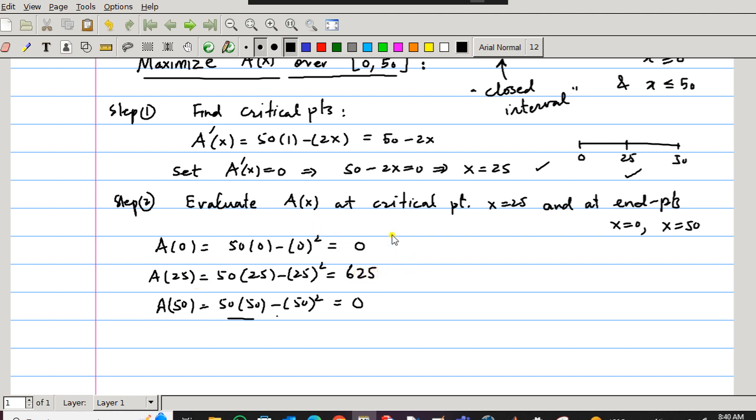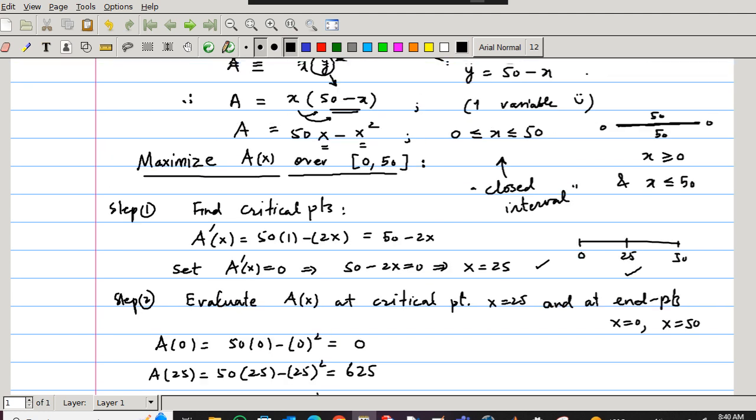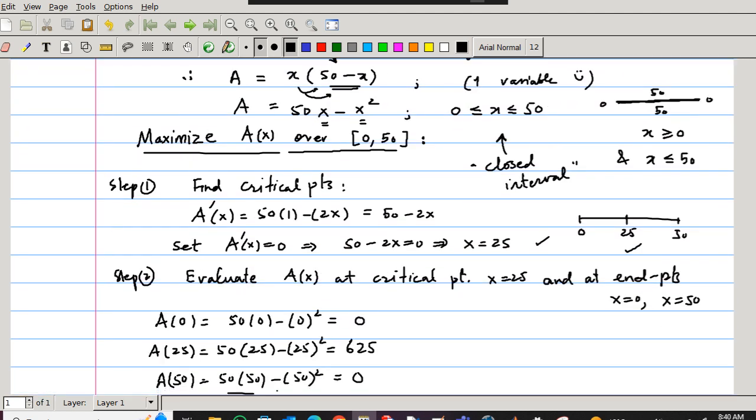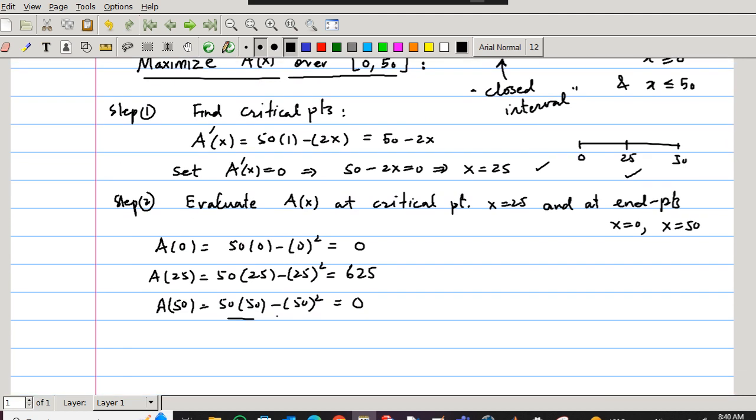We want to maximize, right? We are finding the maximum only, not the minimum. We are not interested in the minimum area. Our question is find the largest area. Find the largest possible area. So I am maximizing my A of x. Here we are maximizing, so I will just pick the largest value here. This is the largest value among these 3. This is the largest, right?